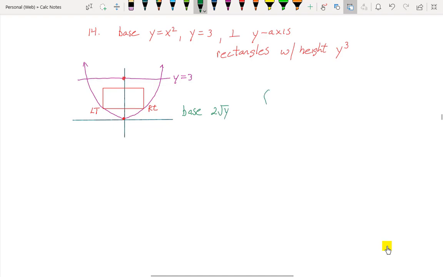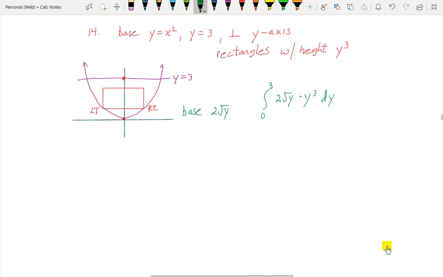So we're going to look at the integral from 0 to 3 of the base, 2 times the square root of y, times the height, that's y cubed. This is with respect to y in this case.